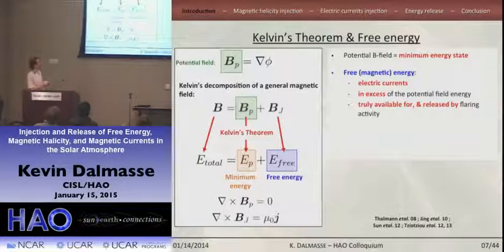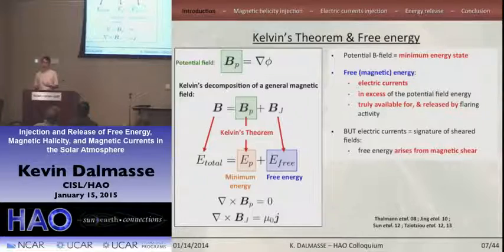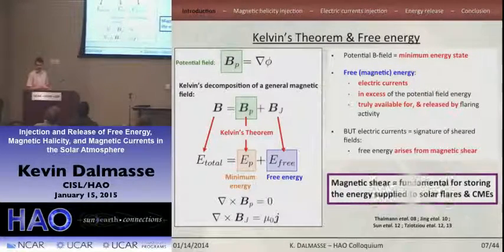This free energy comes from the presence of electric currents. And as we have seen earlier, the electric currents are the signature of magnetic shear in the magnetic field. So this means that magnetic energy is naturally provided in active regions from the transfer of magnetic shear. And the consequence is that magnetic shear plays a fundamental role in storing the energy that powers solar flares and coronal mass ejections.